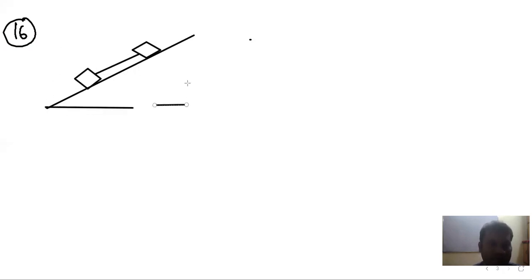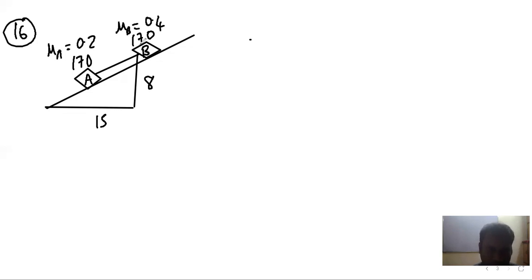The horizontal is like this, and this geometry which we are given here is like this. So this is 8, this is 15, and we can find the third side. So this is block A, this is block B. Both have same mass, which is 170 kg. Mu A is mentioned to us as 0.2. Mu B is 0.4. In this case, we have to find the force developed in the bar.